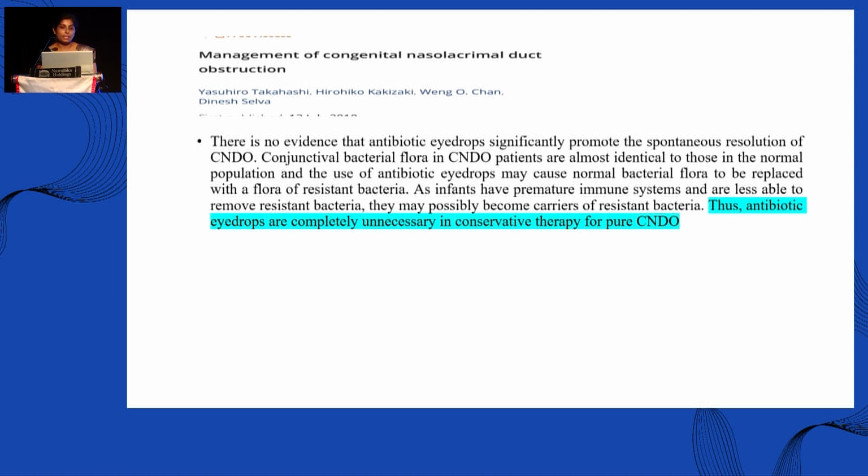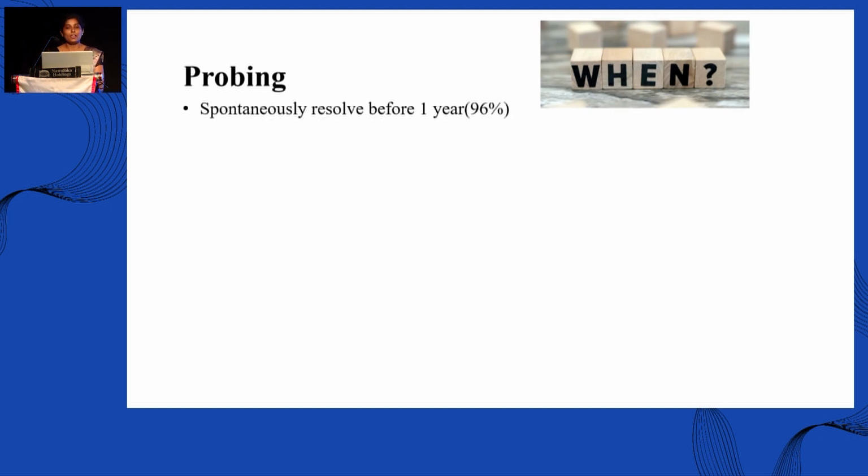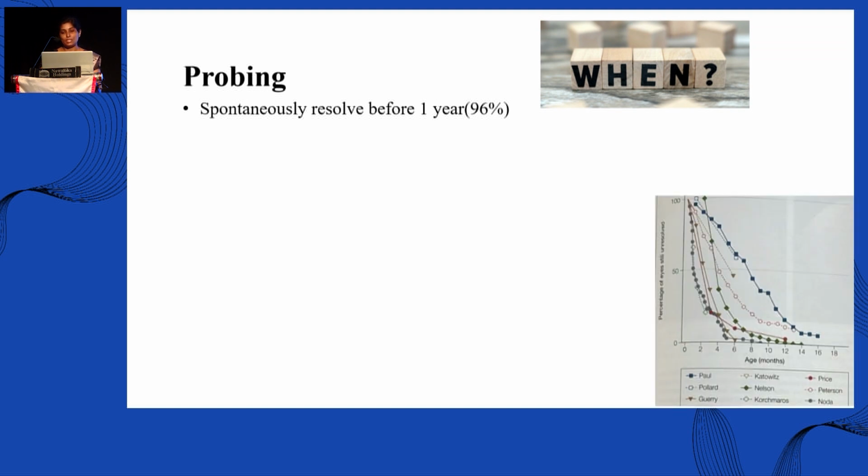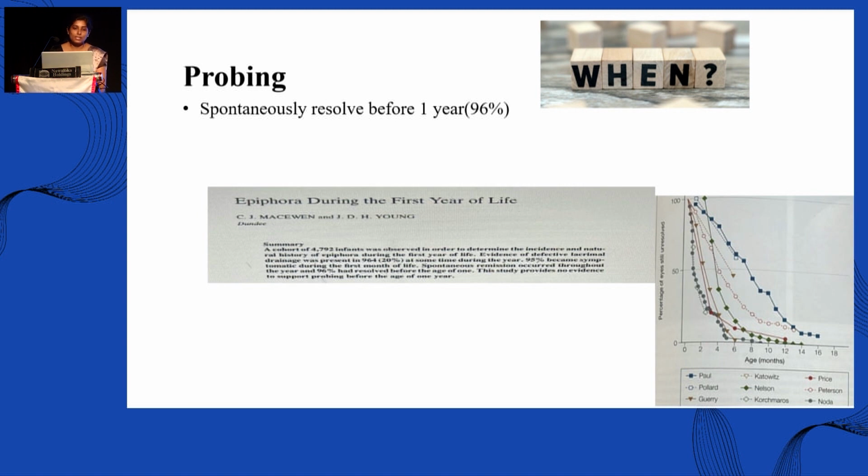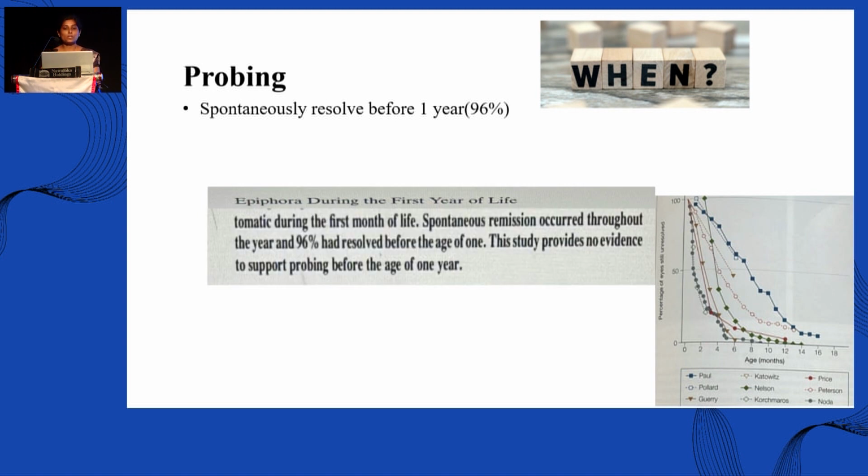Then if we manage conservatively, but it is not settled, we have to probe the child. When to probe is the next question. Usually, the congenital nasolacrimal duct obstruction will resolve spontaneously by 1 year in 96% of patients. This is the normal sequela of congenital nasolacrimal duct obstruction. It resolves usually by 12 to 18 months. This article revealed that spontaneous remission occurred throughout the year and 96% had resolved before the age of 1.